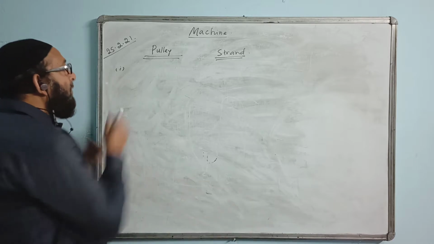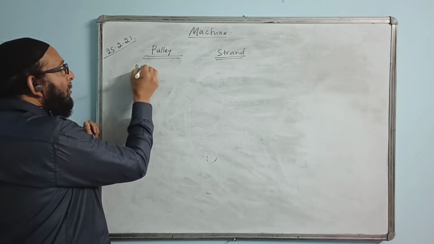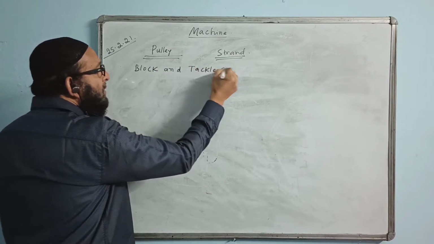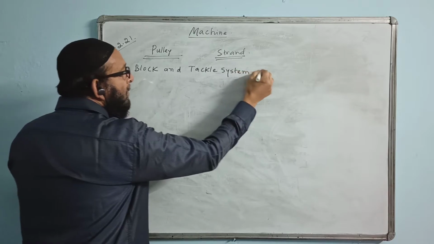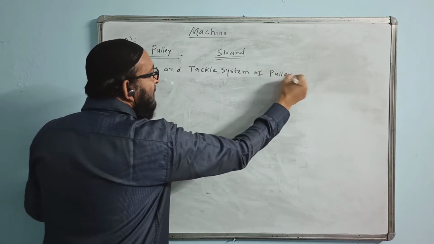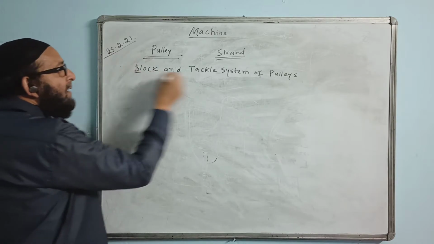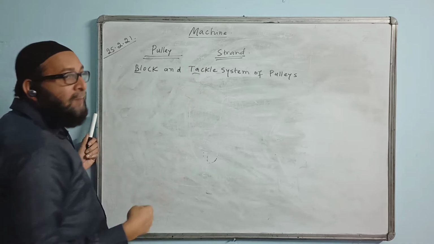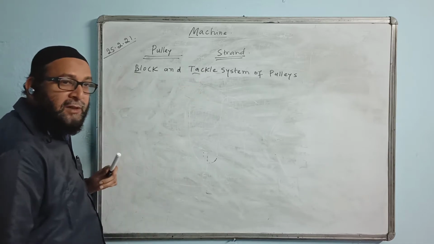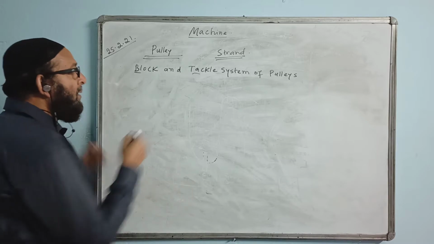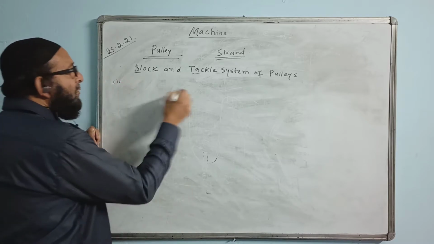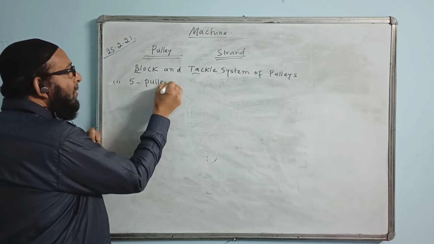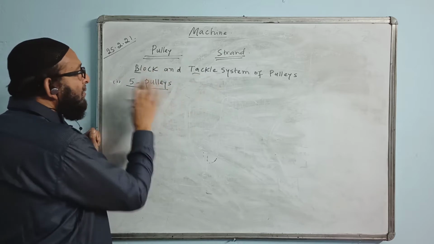Okay. Now we have the block and tackle system of pulleys. Block and tackle means we have a number of pulleys which we divide into 2 blocks and we tackle them by a single strand. A single strand will be moving all the pulleys. So let us have a system of 5 pulleys. I will show first how we can draw the diagram of a block and tackle system of 5 pulleys.